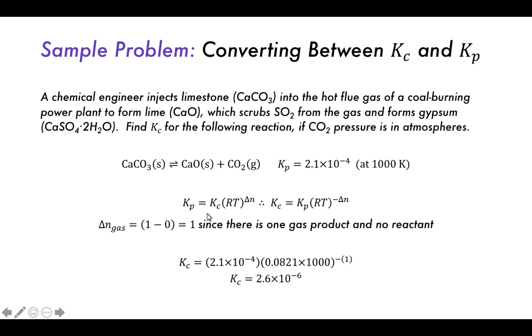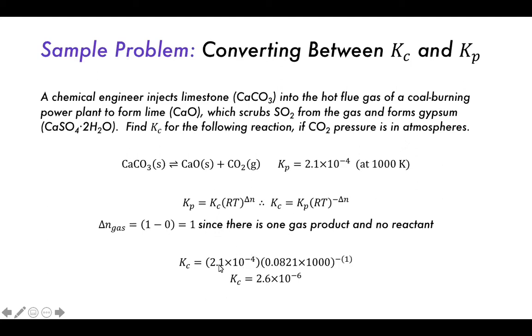So we're asked to convert between Kp and Kc. Kp and Kc are interrelated like so. Kp is equal to Kc times RT to the power of delta n, whereas Kc is equal to Kp times RT to the minus delta n. Delta n is equal to 1 minus 0, since there is 1 mole in the gas product and none in the reactant. So delta n is going to be equal to 1.